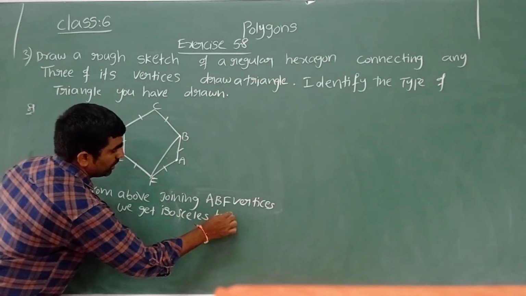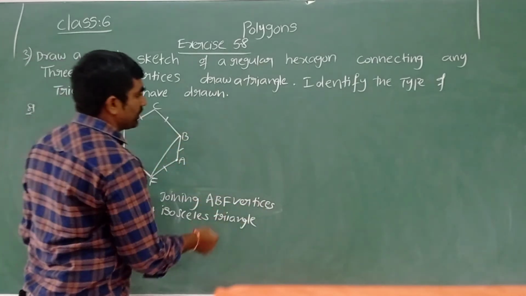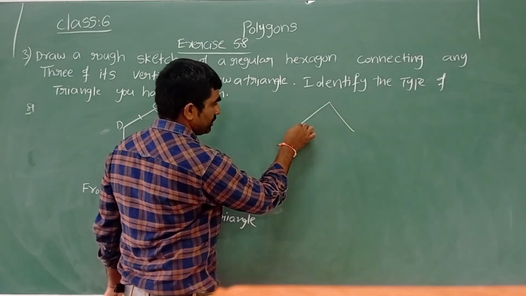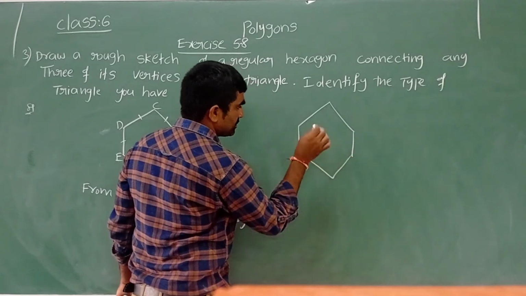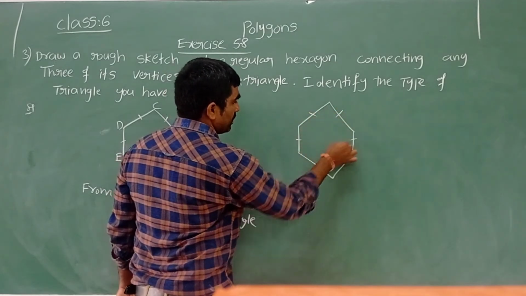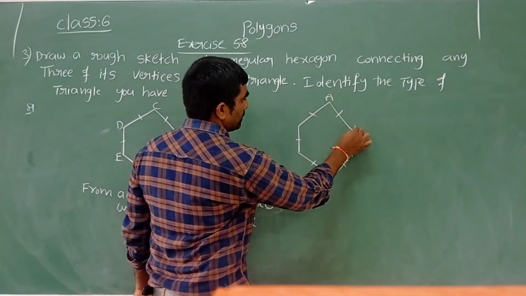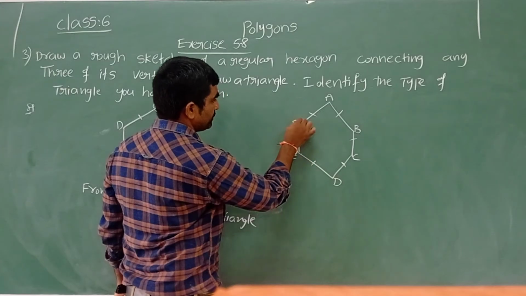Isosceles triangle. Two sides are equal. Let me draw one more figure. Same six-sided regular polygon. One side, two sides, three sides, four sides, five sides, six sides. All the six sides are equal. Now let us write the names A, B, C, D, E, F.